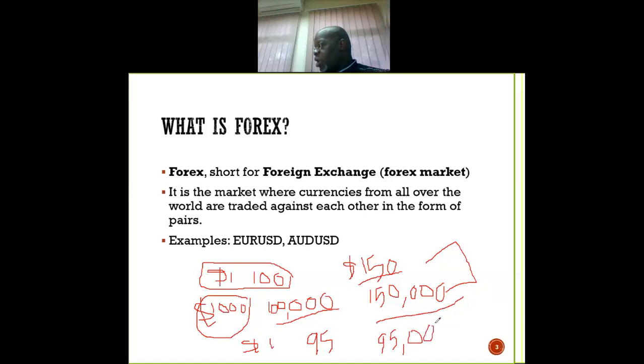In other words, you'll have lost some money. So again, this is a very, very simple example of how currencies change. Because currencies change, the Forex market is a market where all these currencies from all over the world are traded against each other in the form of pairs, like Kenya USD. Outside, the more popular ones are like Euro USD, AUD USD, and so on and so on.